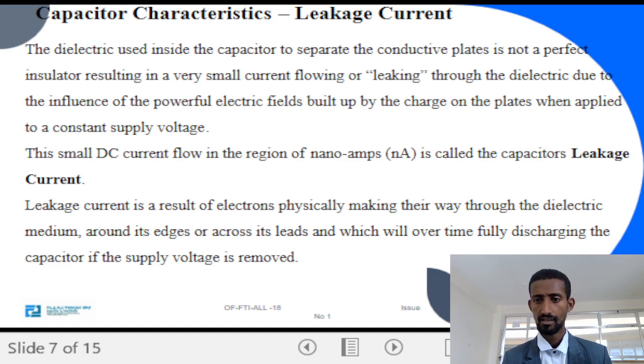Leakage current is a result of electrons physically making their way through the dielectric medium around its edge, or across its leads, which will over time fully discharge the capacitor if the supply voltage is removed. If the supply voltage is removed, it will discharge. So we should consider these characteristics while we are buying a capacitor from a market. We should observe how much the leakage current is.